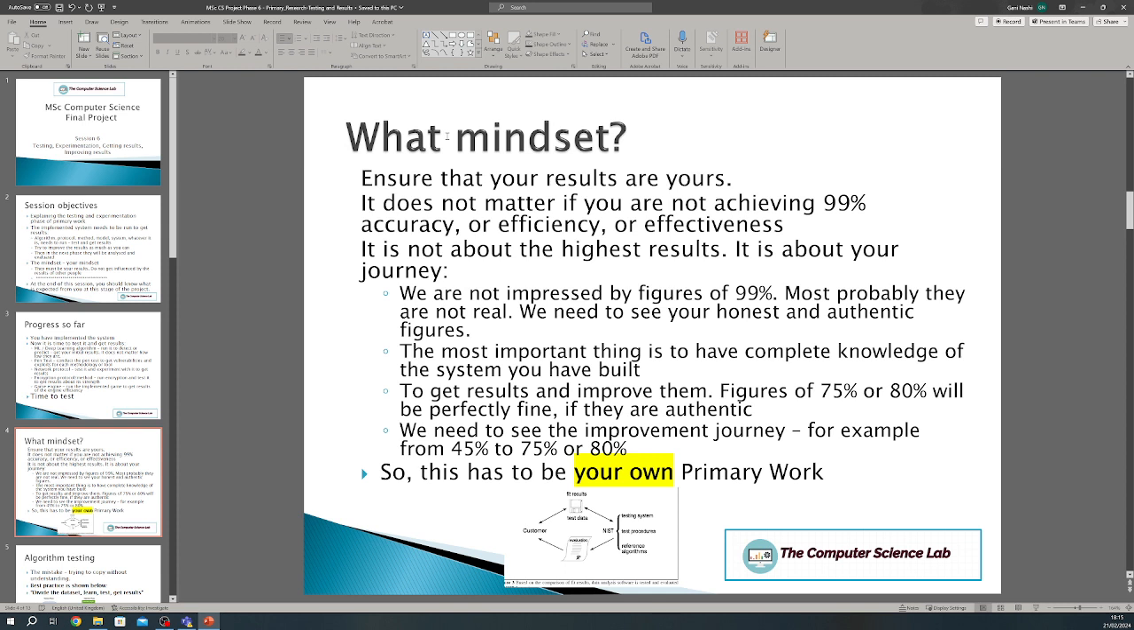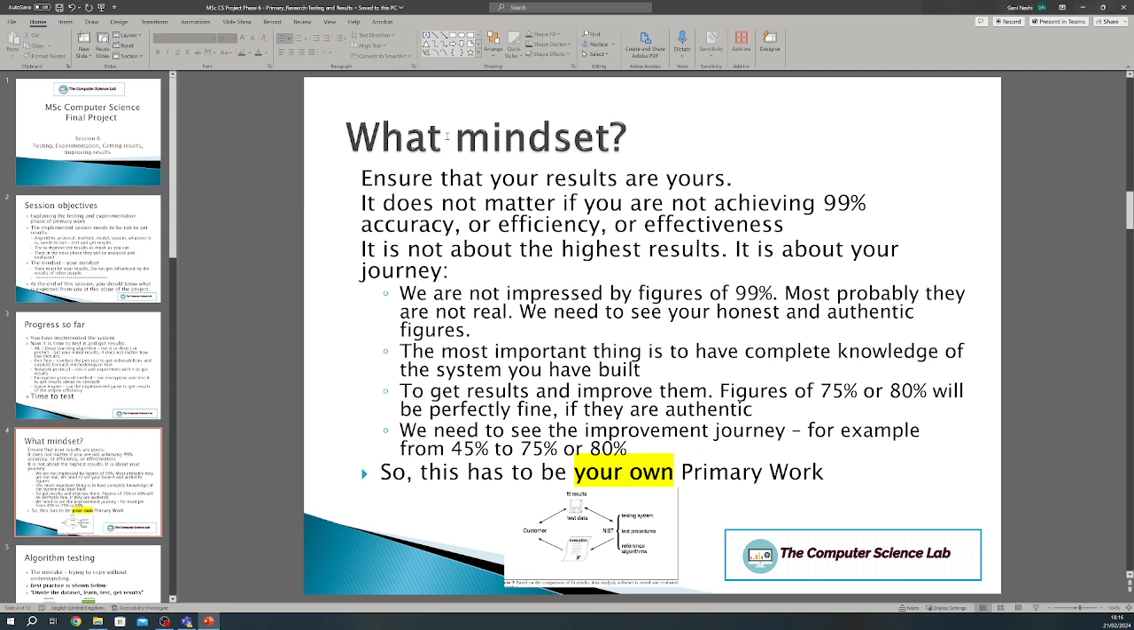So the most important thing here is what you see in the second bullet point. It is to have complete knowledge of the system that you have built. That's most important, because then you can explain even the results that you have achieved. So a certain project has achieved 95% accuracy. Your accuracy is 75%, or you have done your best and the maximum you can get is 80%.